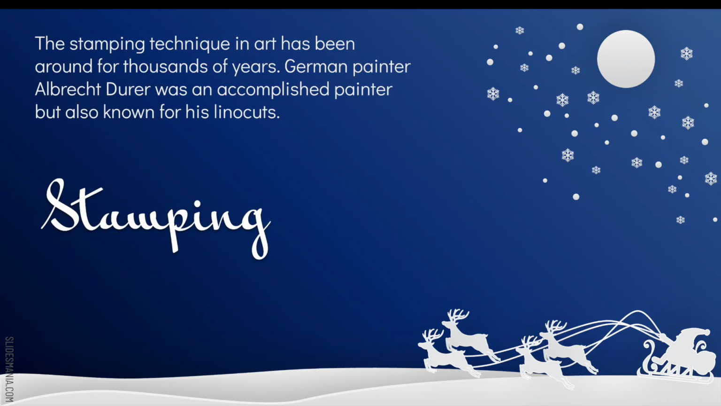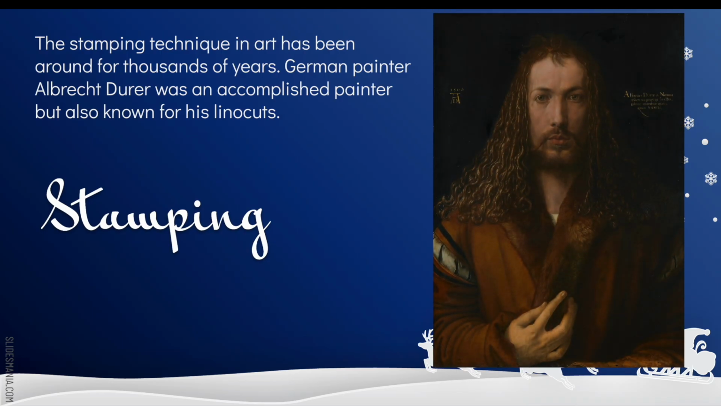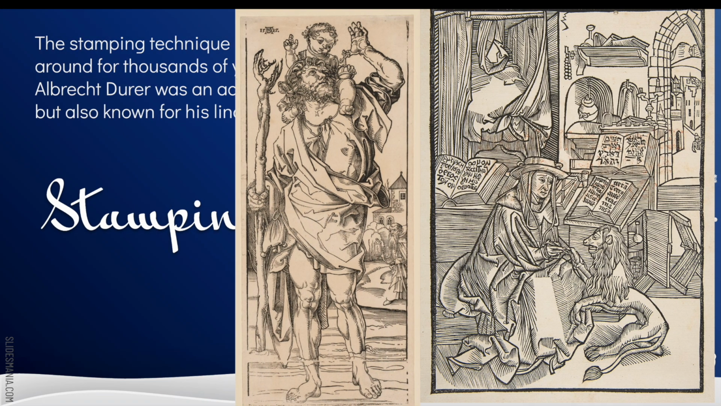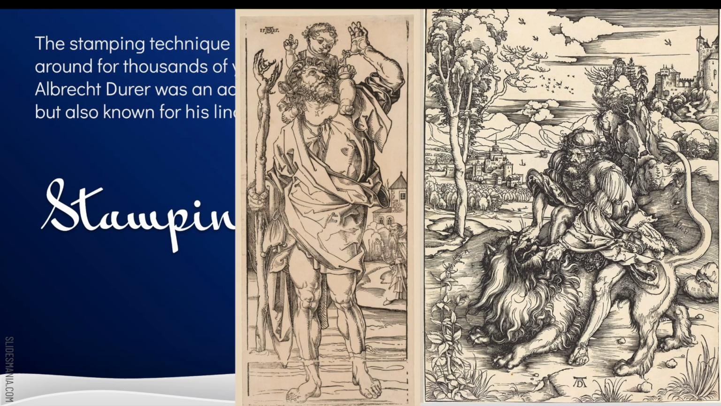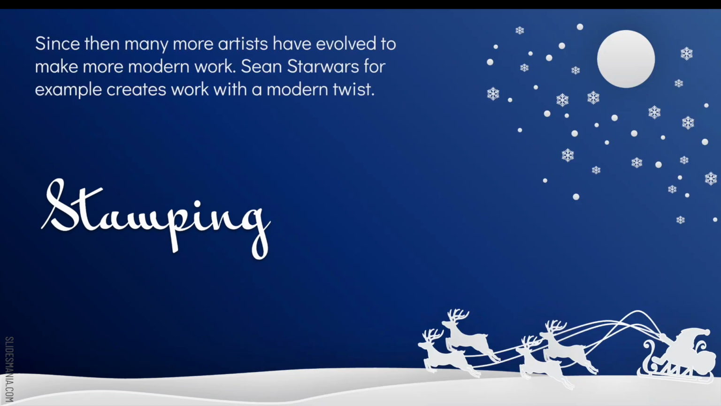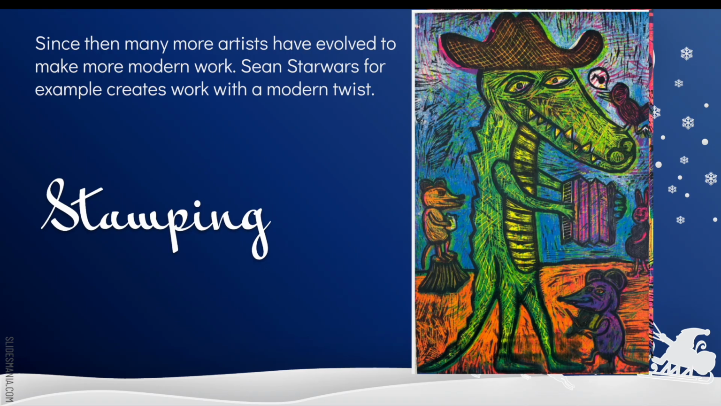The stamping technique in art has been around for thousands of years. The German painter Albrecht Dürer was an accomplished painter, but also known for his lino cuts, which are a way to stamp. Here are some examples of some of his work. Since then, many more artists have evolved to make more modern work. Sean Star Wars, for example, creates works with a modern twist.